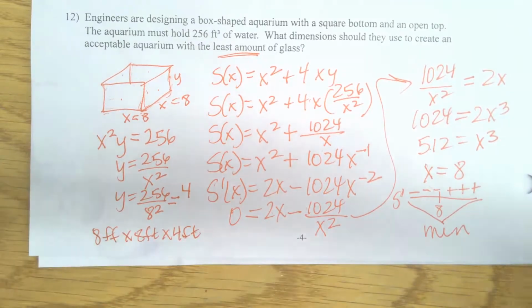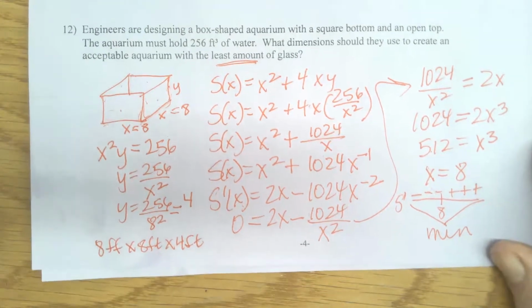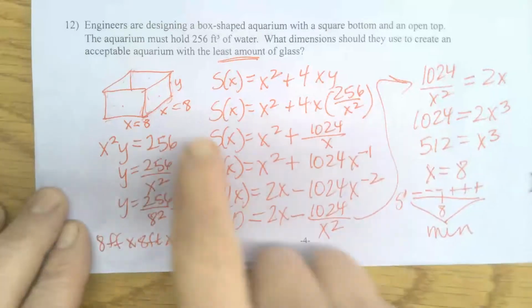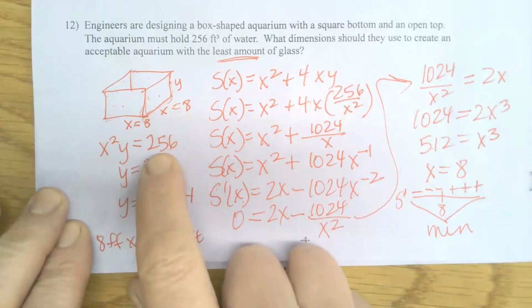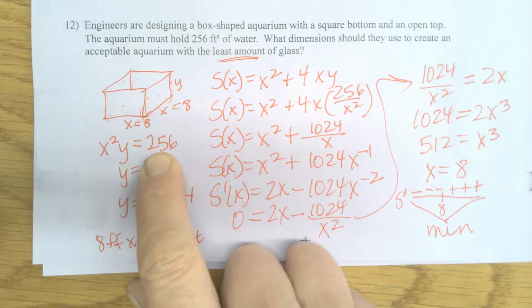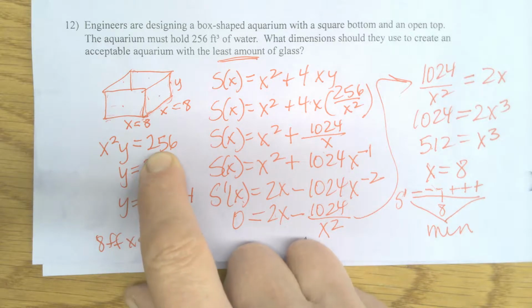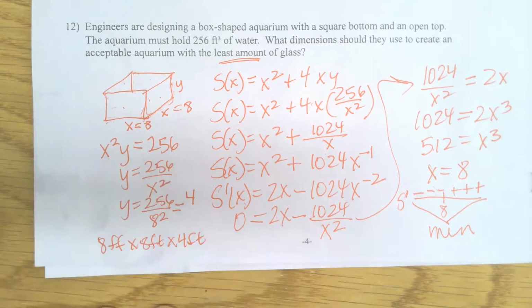Problem number 13 is very similar, and so what I'd like you to do is to pause the video and see if you can go through and set that up. It's the same type of problem. Only thing that changes is instead of 256, we have a volume of 108 cubic feet. So again, pause the video, go ahead and do problem number 13, and then we'll take a look at that shortly.